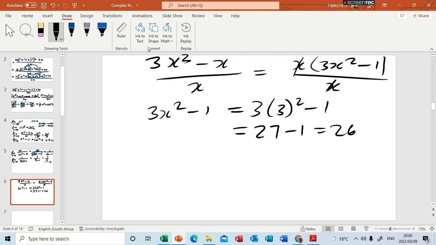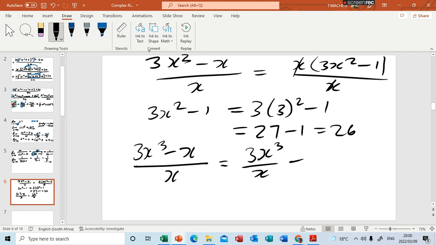Then let's say we don't factor it out. 3x cubed minus x. Now I'm not going to factor it out. You split it. It will be the same thing. 3x cubed over x minus x over x. So you're going to get 3x squared minus 1. Do you see that is the same as this one?